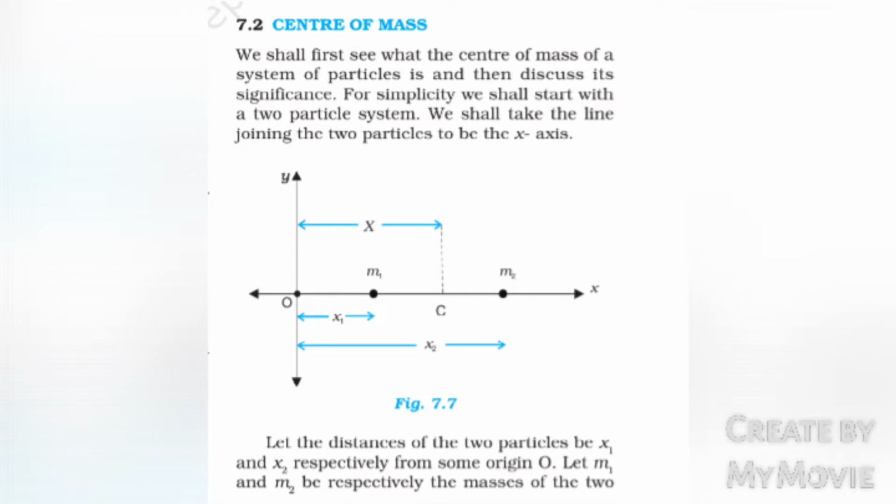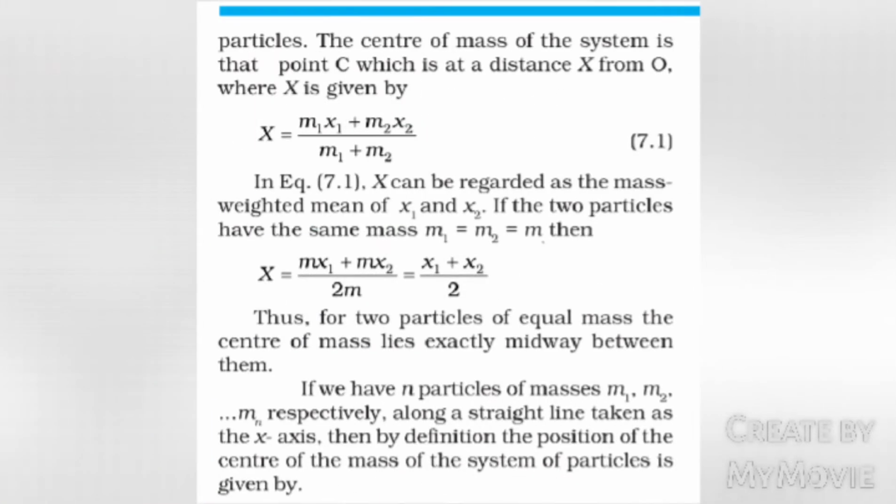Let m1 and m2 be respectively the masses of the particles. The center of mass of the system is that point C, which is at the distance x from O, where x is given by x equals (m1 x1 plus m2 x2) divided by (m1 plus m2). In equation 7.1, x can be regarded as the mass weighted mean of x1 and x2.